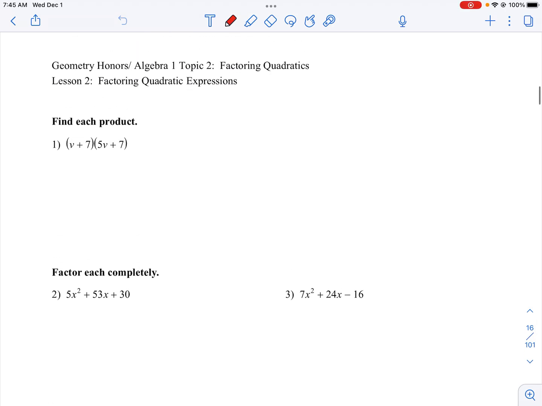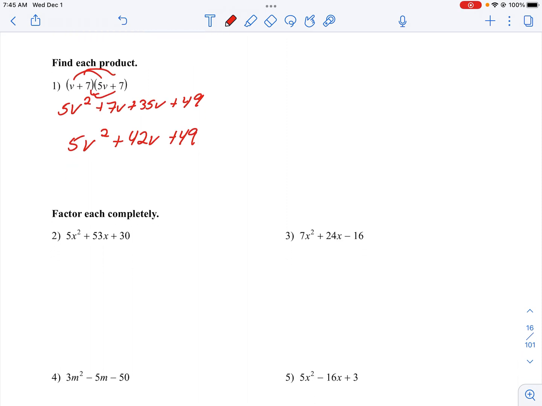Okay, so lesson 2, we are starting factoring quadratic expressions. What we're going to do is, number 1, I want you to start off by multiplying that out. We're going to use this to help us see how we can factor. As we factor, it's undoing the multiplication that we were talking about through the polynomial work. So when we put that into standard form, we get this quadratic trinomial, 5v squared plus 42v plus 49.